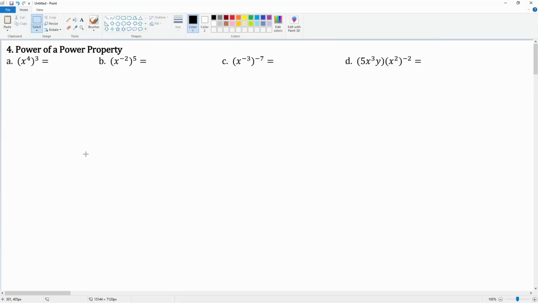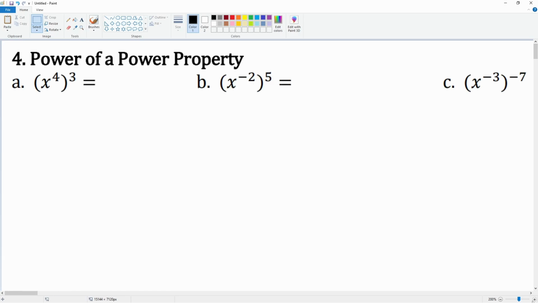Number 4 here, we're asked to simplify the exponential expression. Number 4 deals with the power of a power property. So here we have a base x to the 4th power, and that is inside parentheses that has another exponent on the outside. In this case, what we are going to do is multiply the exponents. So it's x to the 4th times 3. This becomes x to the 12th.